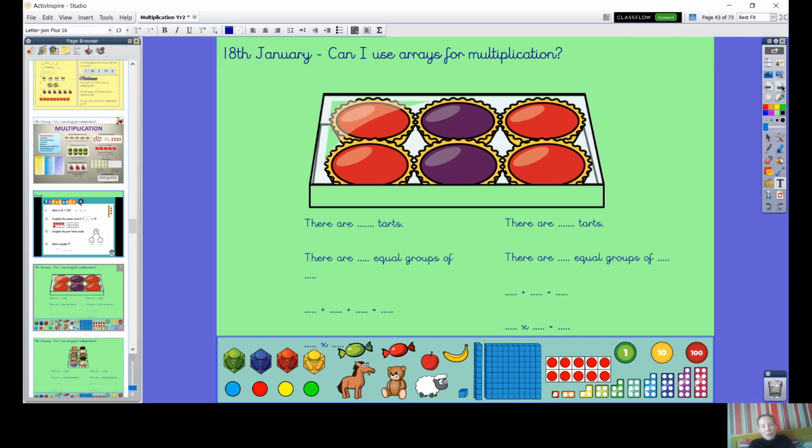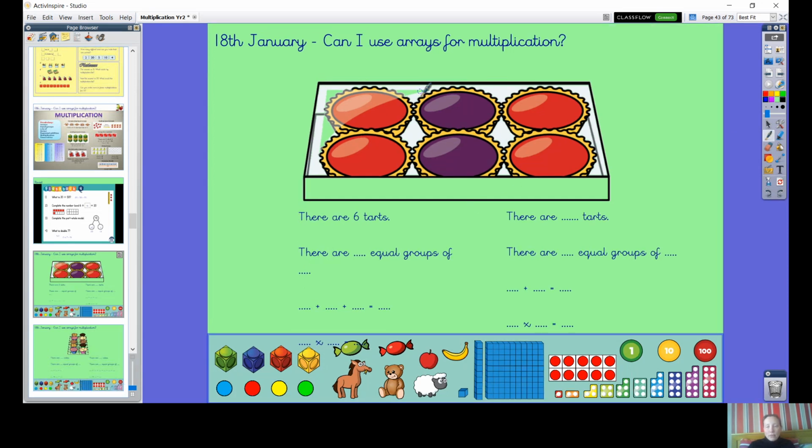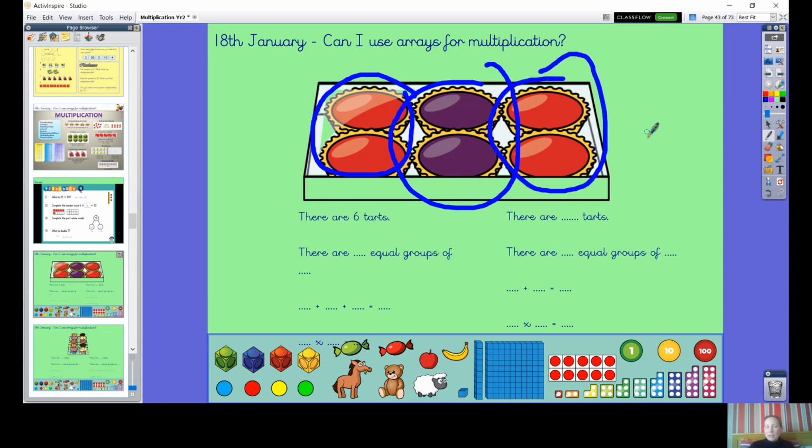We're going to be looking at arrays for multiplication, and that's looking at the pictures that we're using for our multiplication. So having a look at this picture, I can see 6 tarts. Now, if I take my first way, I can see that I have got 1 group of 2, 2 groups of 2, 3 groups of 2.